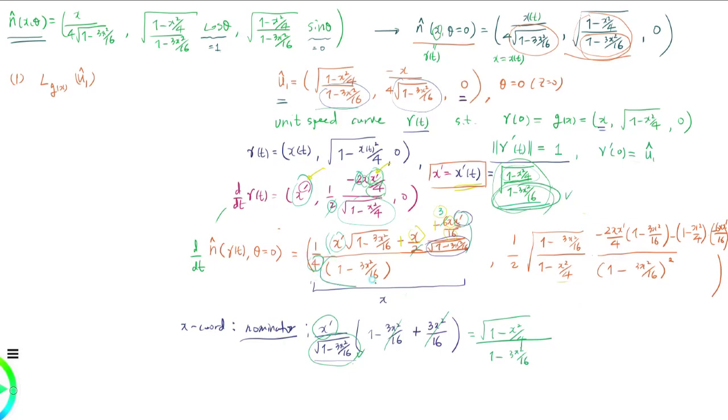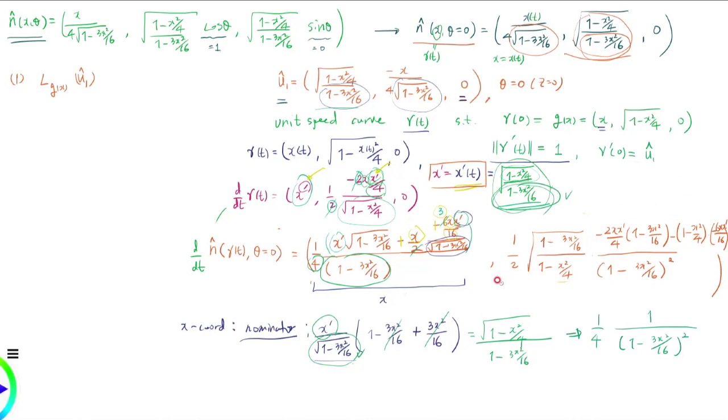And so the rest, which is on the denominator, the x coordinate will have 1 over 4. We have another 1 minus 3x squared over 16, so it's squared. So this is for the x coordinate here.